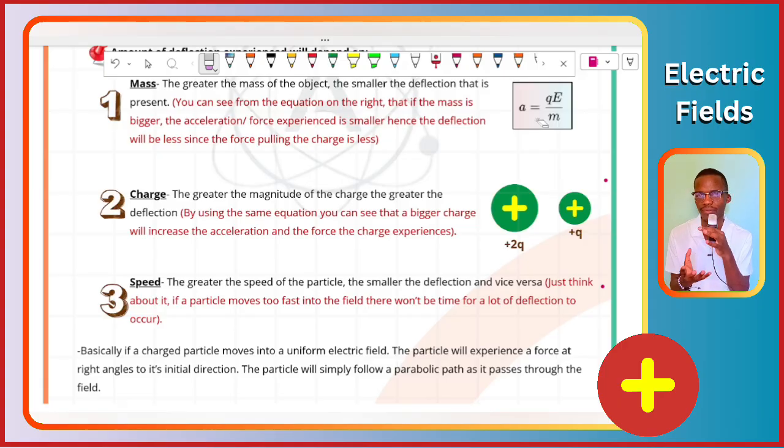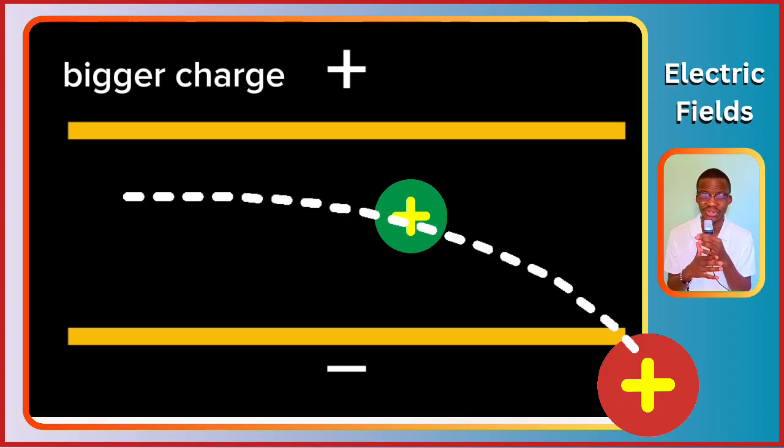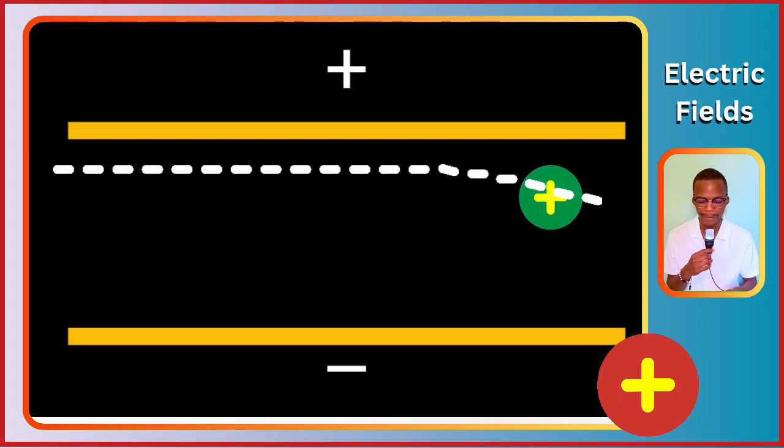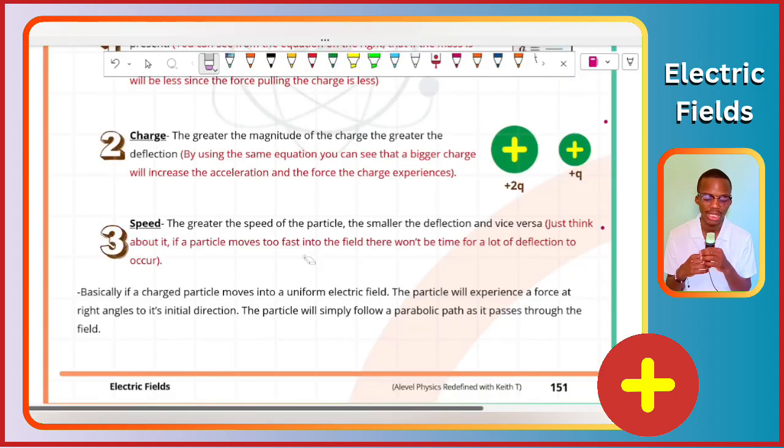So we can therefore use that analogy to better understand what will be happening, right? If you look at that setup, that is the bigger charge, that is a smaller charge. So essentially experiencing a greater and greater deflection. Okay. The next up, we have speed. The greater the speed that you have, the smaller the deflection.